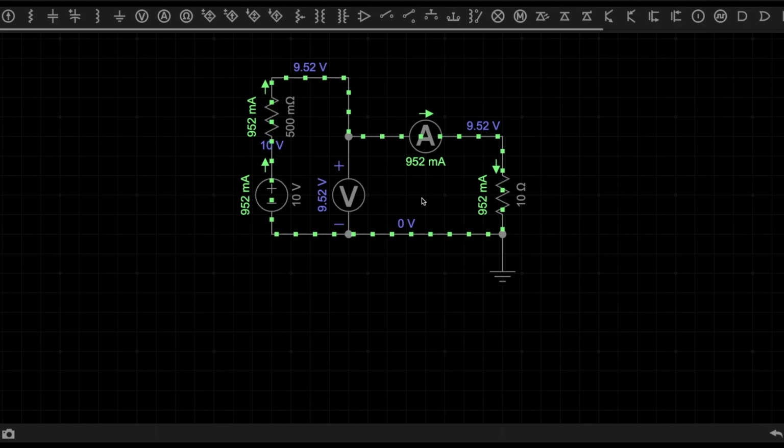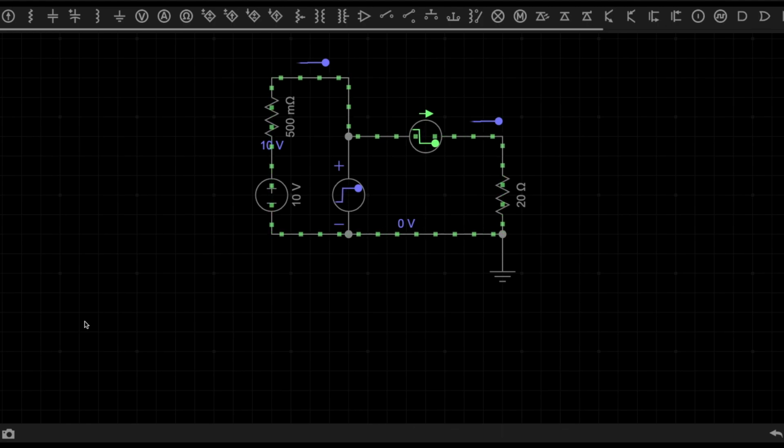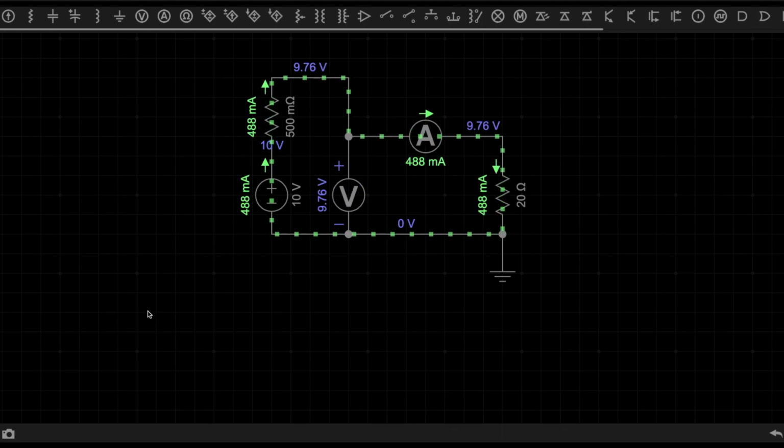Now this is the situation when the load is 10 ohm. Let me increase the load and see what happens. Let me make it 20 ohms here. So as you can see, the terminal voltage has changed again. It is now 9.76 volts. The current is 488 milliampere. When we made the load 20 ohms, it changed.